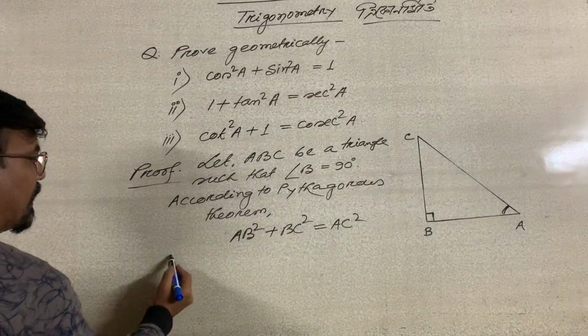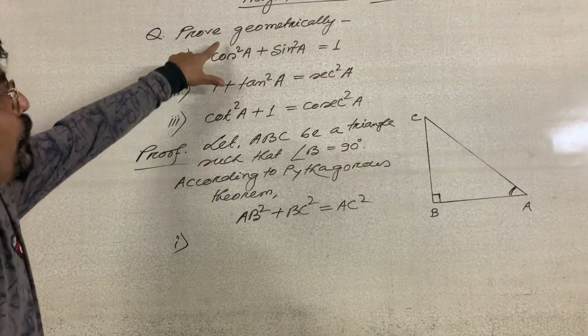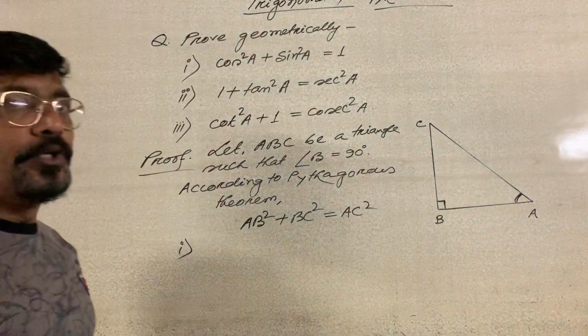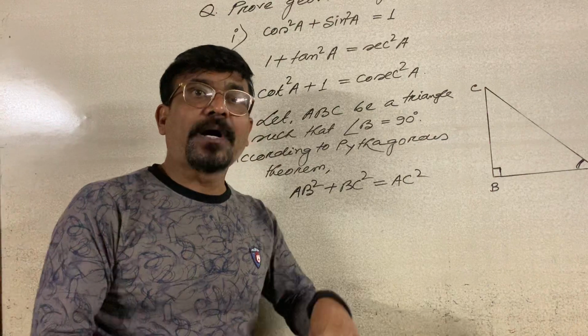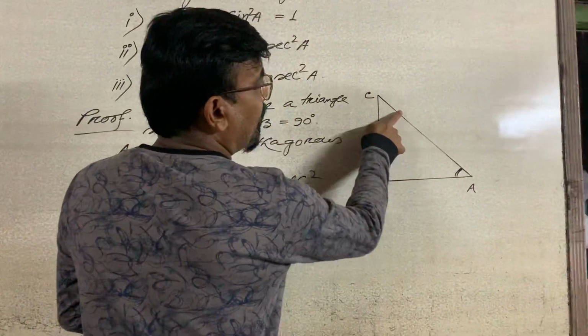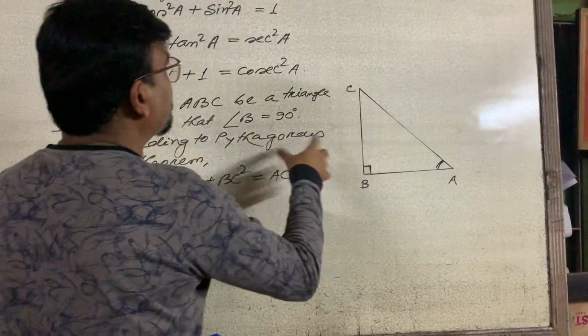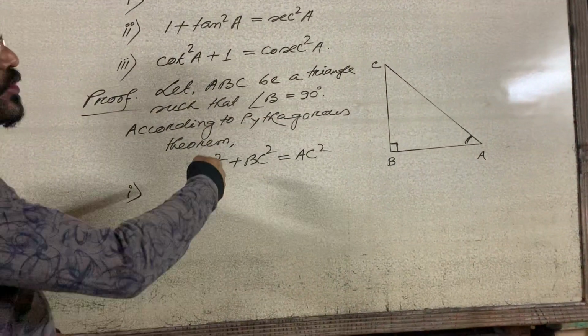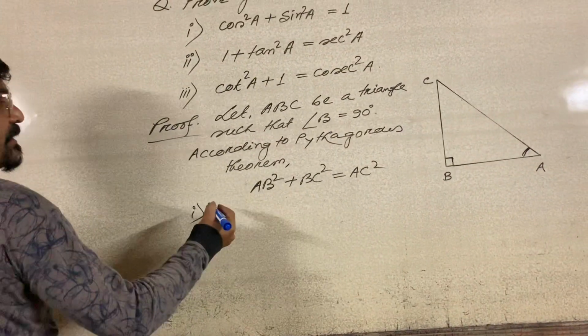I have given number 1. In number 1, it is given cos square A, cos. Now we all know the ratio of cos. Cos means base by hypotenuse. Here the hypotenuse is AC. That means you will have to divide each term by the hypotenuse AC. We are exactly doing the same thing.